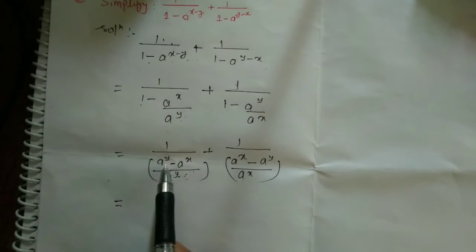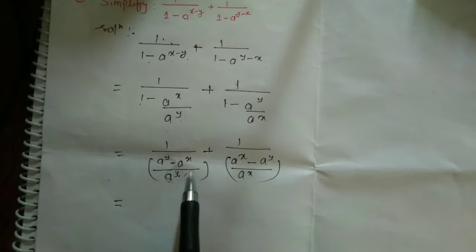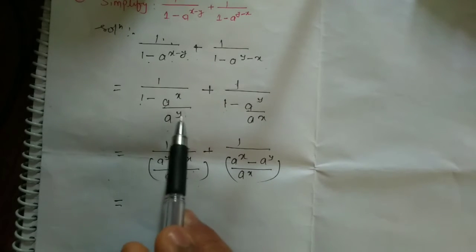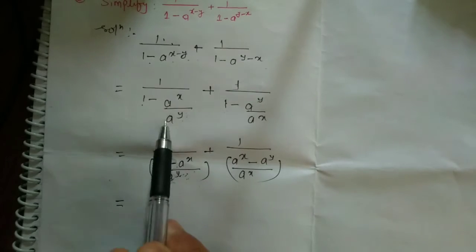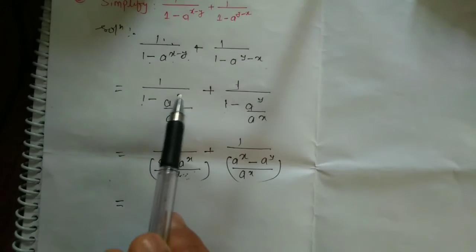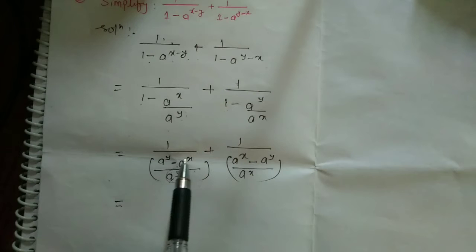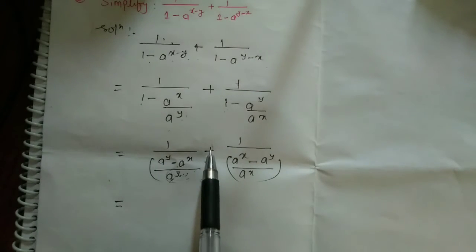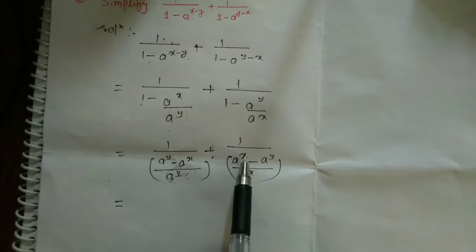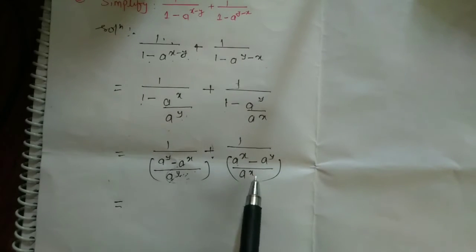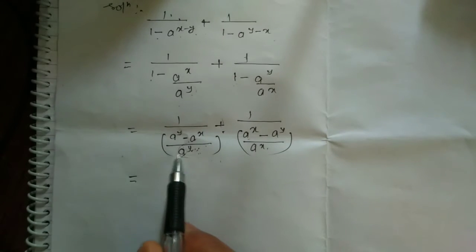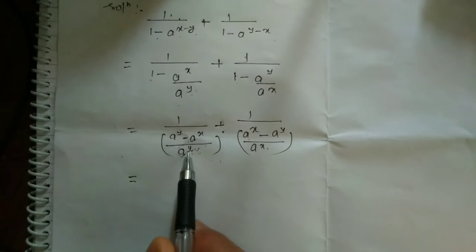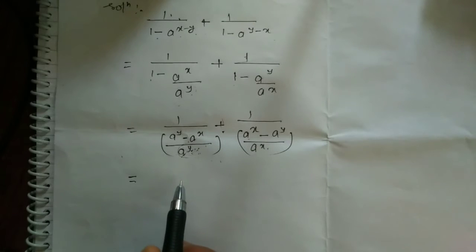So here we have a to the power y minus, see, the denominator a to the power y divided by the LCM a to the power y is 1, 1 into the numerator, 1 into a to the power x is a to the power x. Similarly, 1 upon 1 minus a to the power y divided by a to the power x gives a to the power x upon a to the power x minus a to the power y. See, this is the total denominator, right? This denominator moves to the numerator.